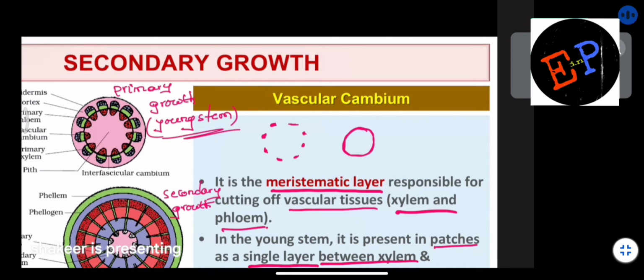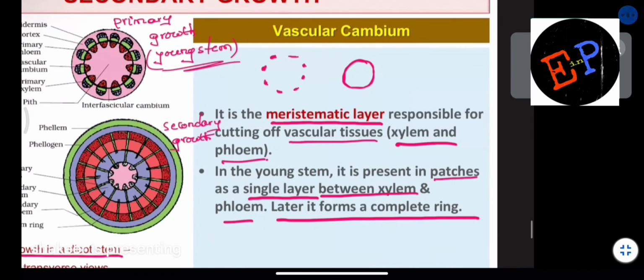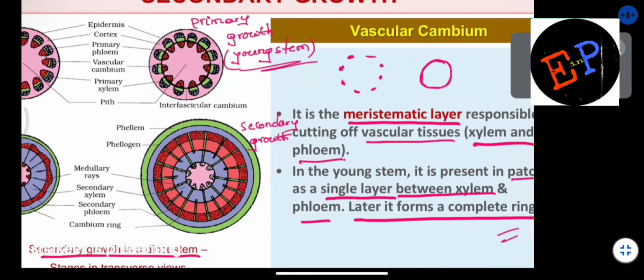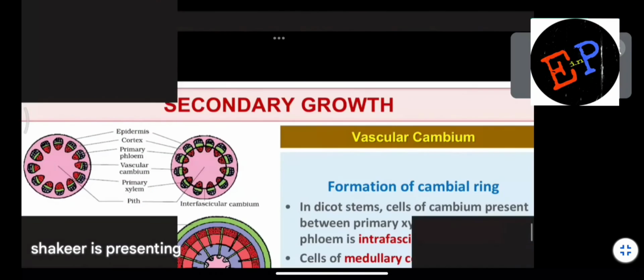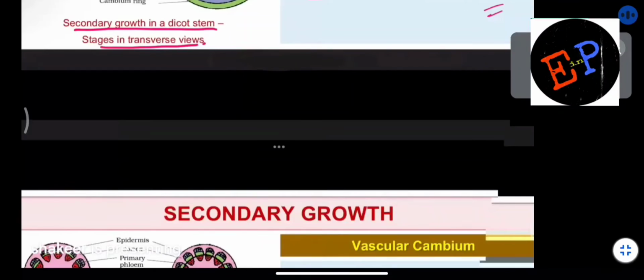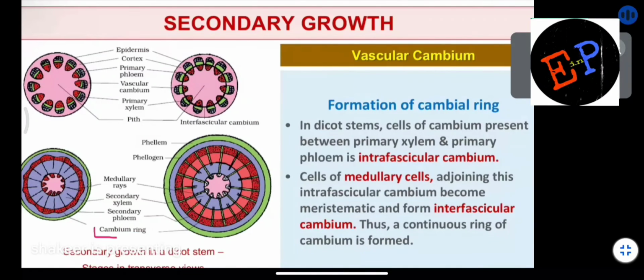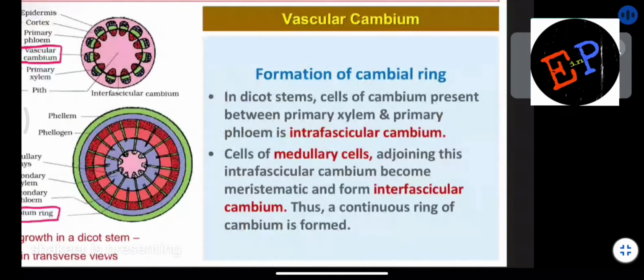So that is the point which it is trying to explain to us. In a young stem, it is present in patches in only one layer. But when the stem matures, they will form a complete ring. A ring of cambium will be formed. So that's what you can see in the figure, no? Here the cambium ring is a complete one, but here the vascular cambium is present only in patches. Fine. So that is the formation of the cambial ring.